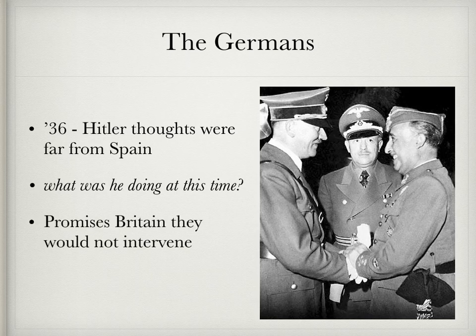Now, Hitler promised Britain that he would not intervene in the Spanish Civil War, would not get involved in Spain. This is really double talk by Hitler. At this point, he had already sent aid. Basically, 2 days after the Spanish uprising, Franco had appealed to the Fuhrer for help.